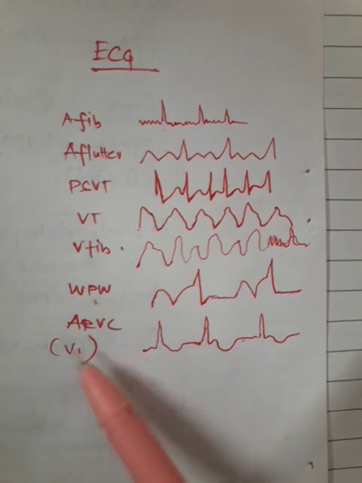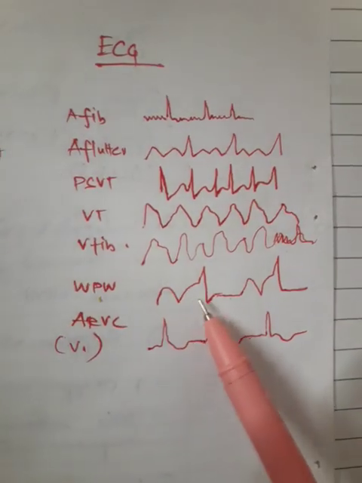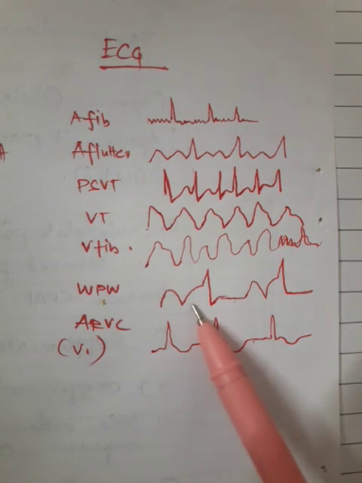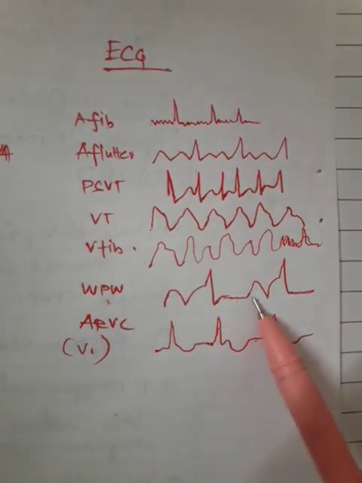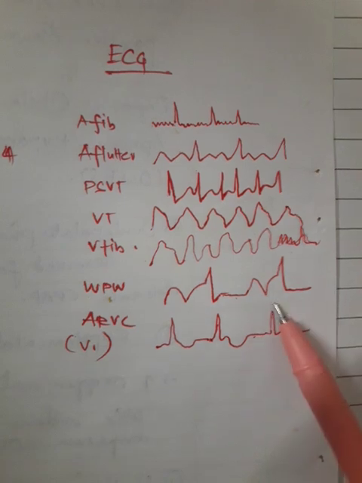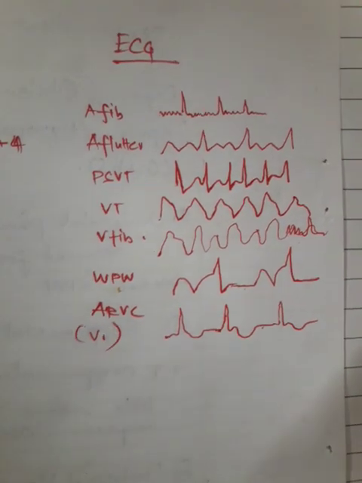Okay, so next there is WPW syndrome. Here this is P, this is QRS, the PR interval is shortened. There is a delta wave. PR interval is shortened. This is a delta wave. This is QRS. Okay.